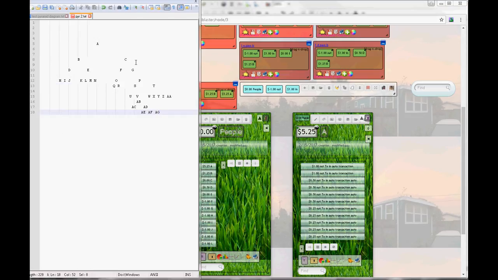$1 from B, $1 from C. And 50 cents from D, E, F, and G. And 25 cents from H, I, J, K, and L. And it worked correctly.